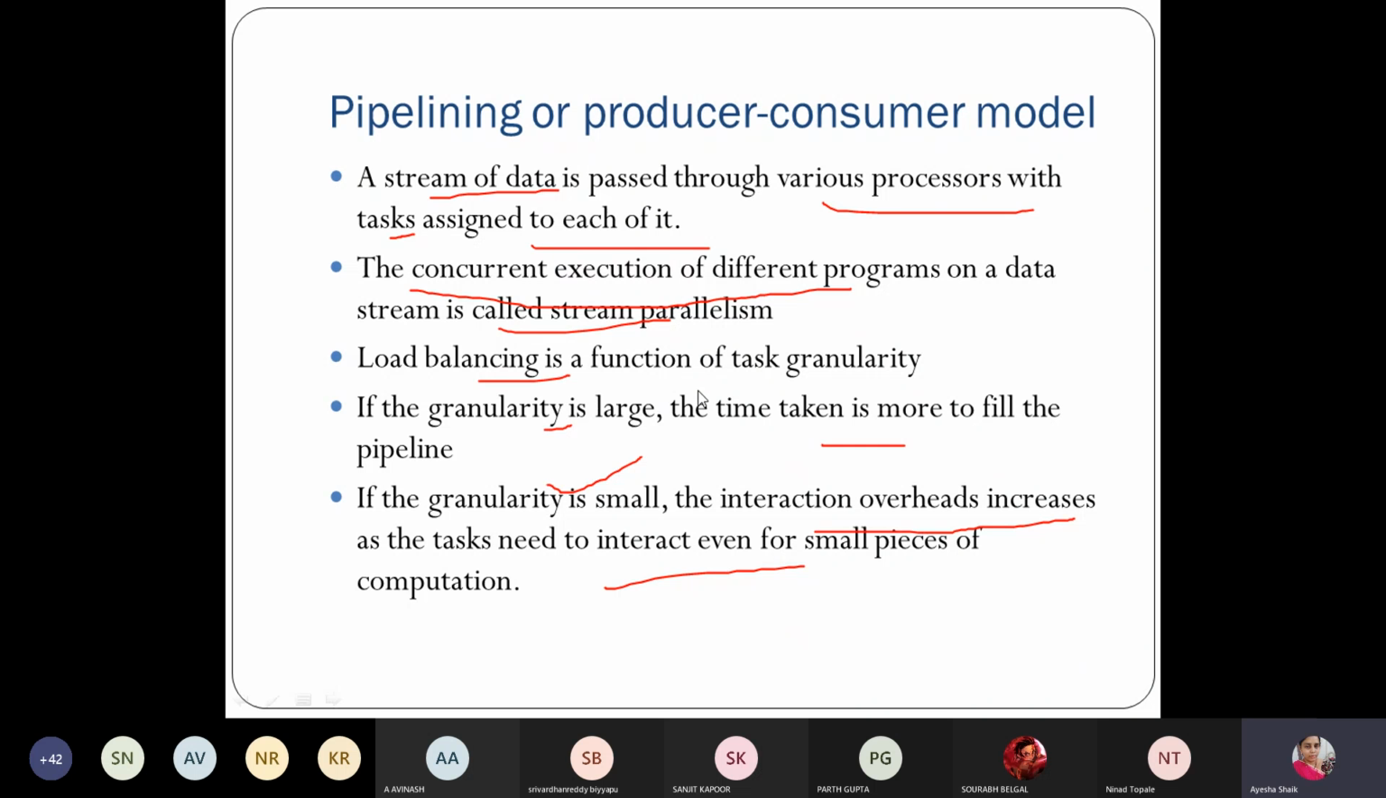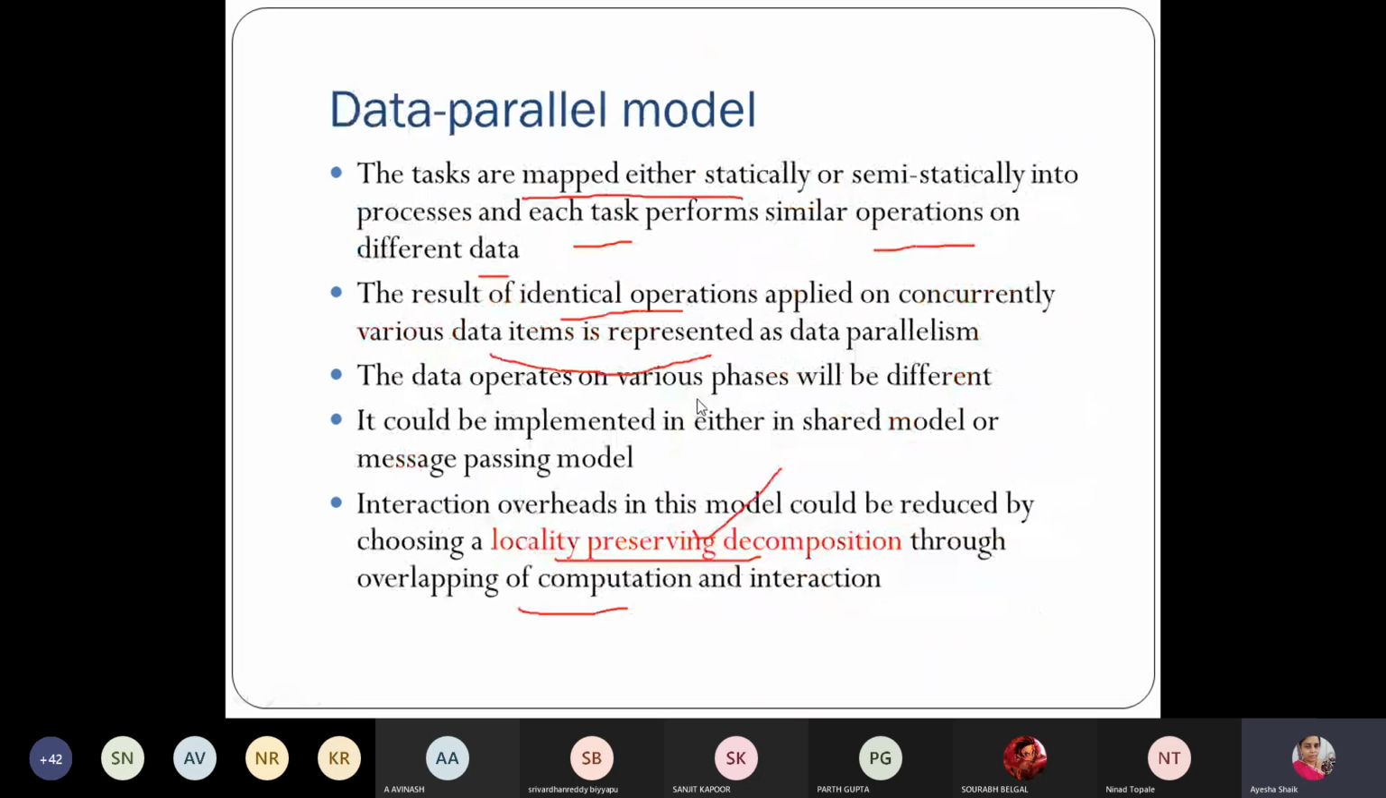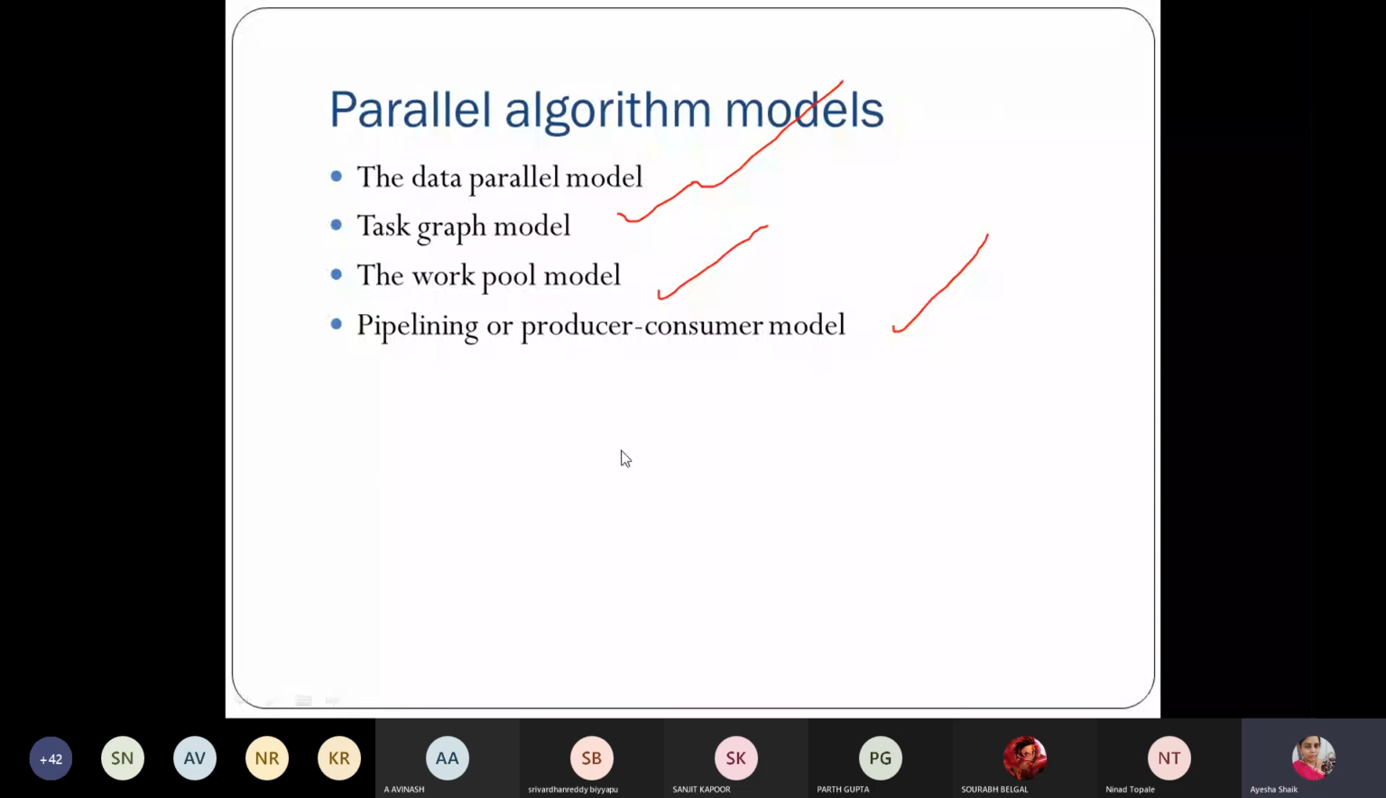So that's what we have about the parallel algorithm models and the decompositions. In the next class, we will see how the mapping is done. That and all we will see in the next class.